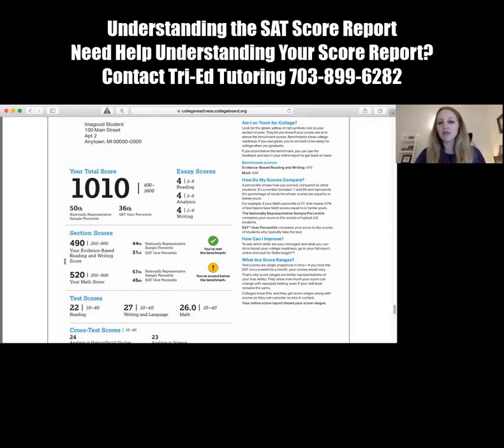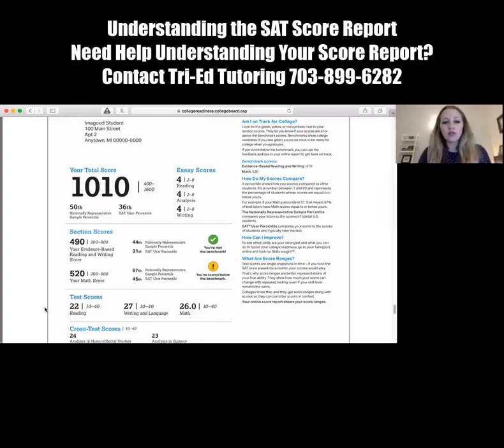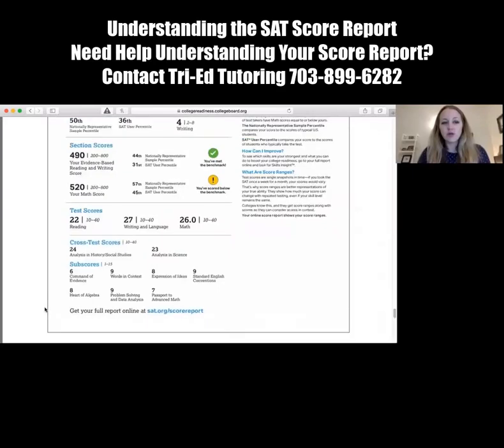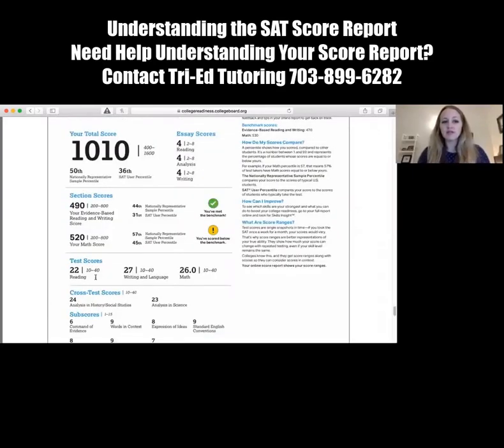So this means out of every 100 people that took the test nationwide, in the reading and writing, the student did better than 44 of them. And in the math, the student did better than 57 of every 100. That's what percentile means. So looking through the test scores, now this gives us, again, some additional information.